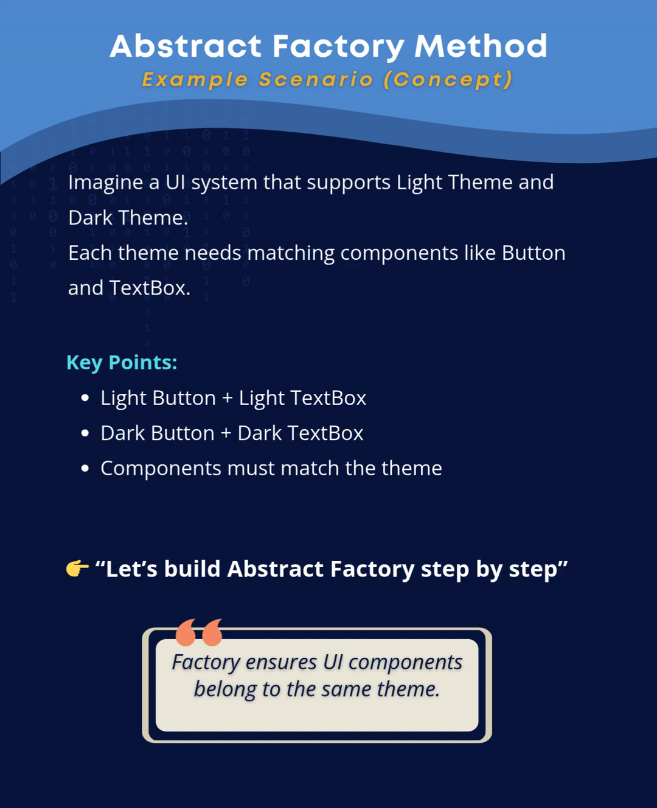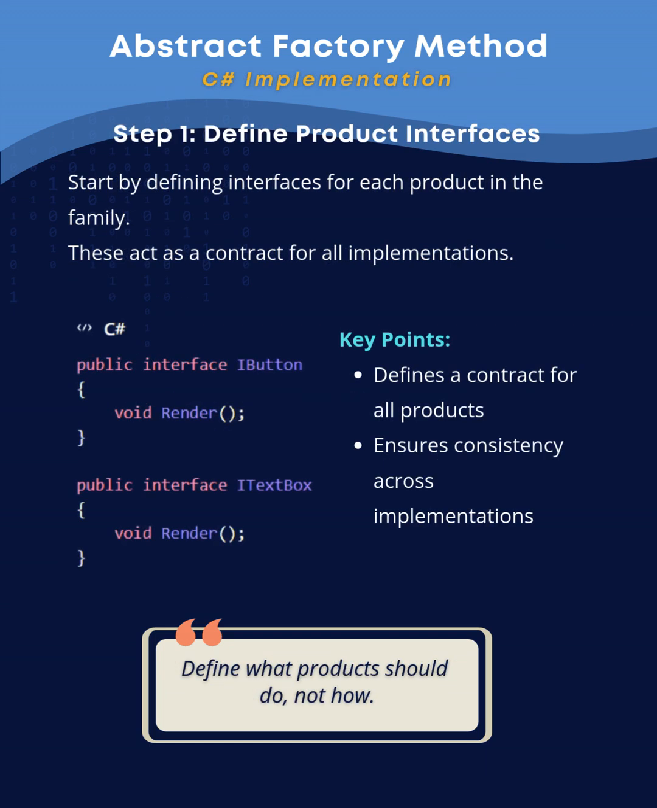Step 1. Define your product interfaces. We start by creating iButton and iTextBox, each with a render method. These interfaces act as a contract for all implementations. Notice we're not saying how to render, just what should be done. This is the foundation of the open/closed principle at work. Define what products should do, not how.